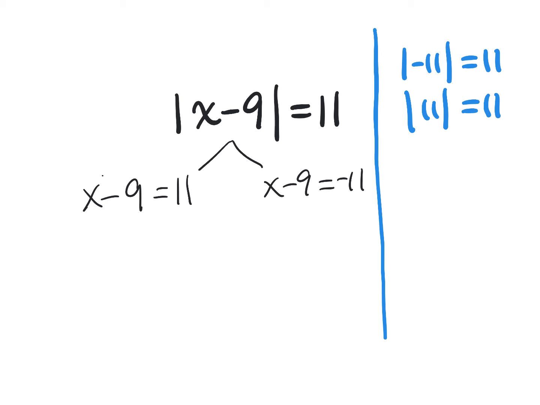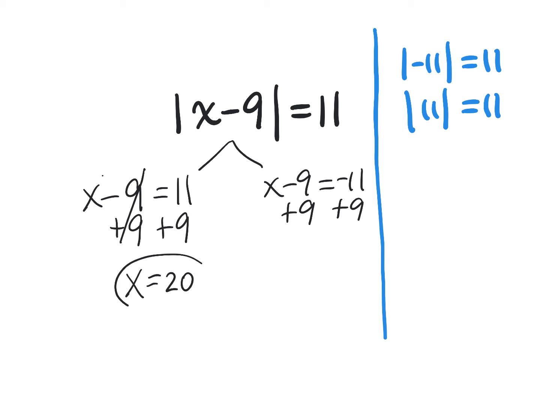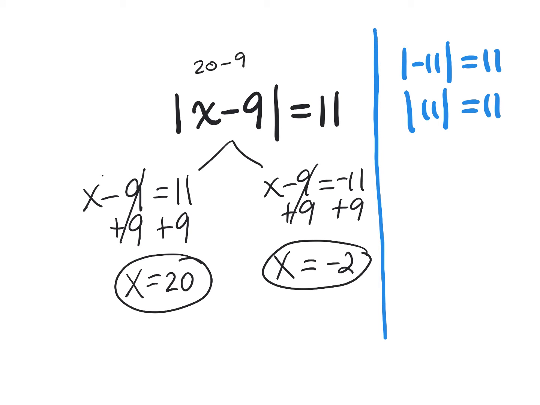And then it's a one-step equation. It's like the ZPP, where you're going to add 9 to both sides. And you'll have x equals 20, and you'll have x equals negative 2. Let's make sure we agree with that. As a check, just in your brain, say, okay, 20 minus 9 equals 11, so the absolute value of 11 is 11. And negative 2 minus 9 equals negative 11, and the absolute value of negative 11 is 11.